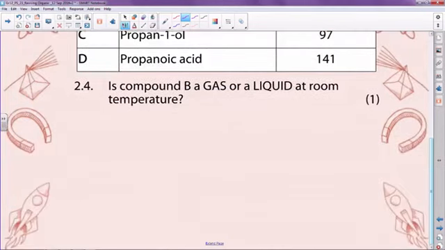Room temperature is defined as about 25 degrees Celsius. I do realize that for some of us that's not always true, but we go with it. That is significantly lower than its boiling point, which means it's going to be a liquid. Fairly straightforward. All right, I think it's time for a break. I'm going to give you a couple of minutes, and then I will see you, and we'll do one more question.